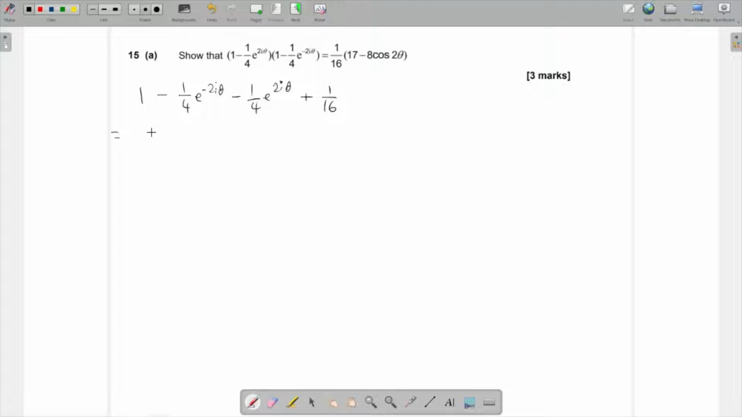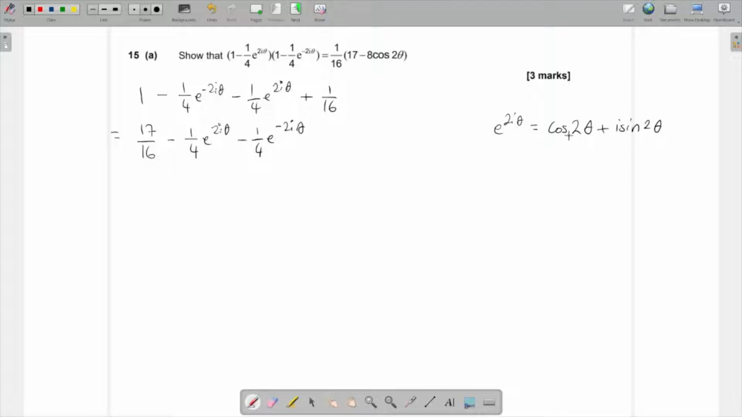So we can simplify a bit here. It's going to be 17 over 16 minus a quarter e to the 2i theta minus a quarter e to the minus 2i theta. Now what we want to do is change our exponentials and write it in terms of sine and cos. So what we can do is use Euler's formula, where e to the 2i theta is equal to cos 2 theta plus i sine 2 theta.